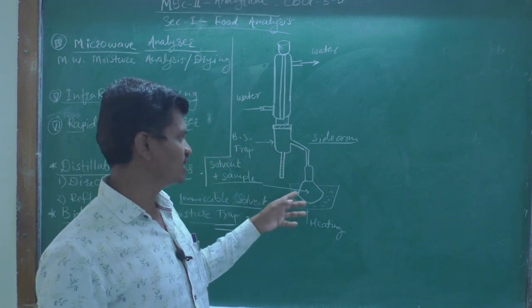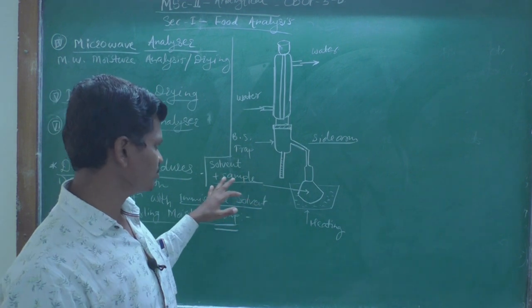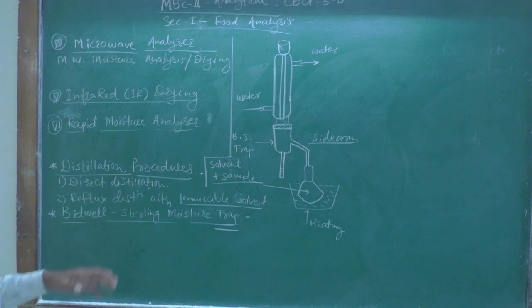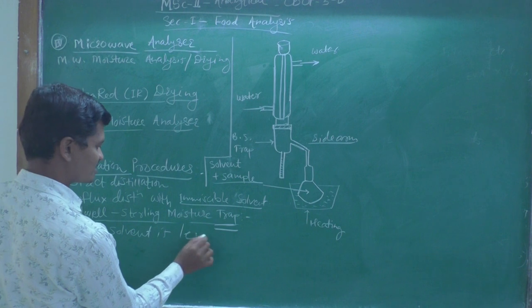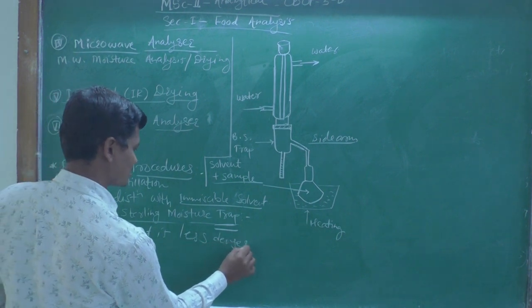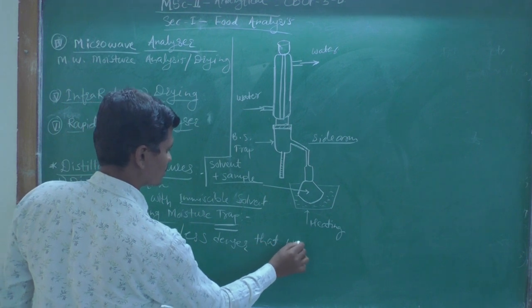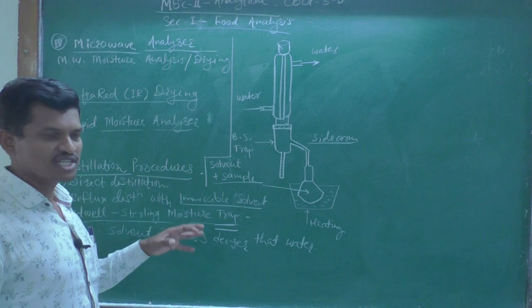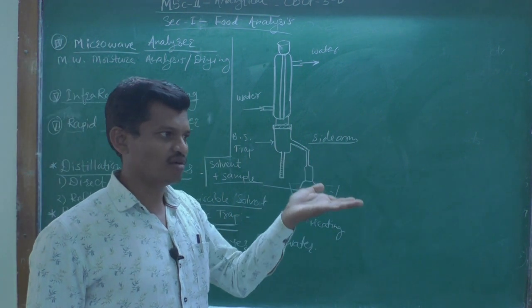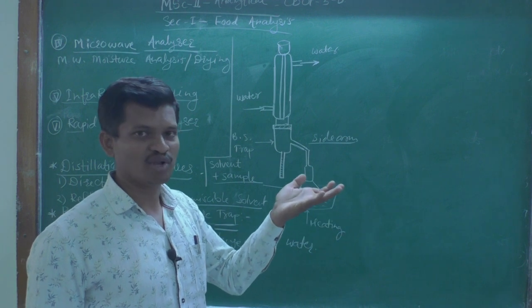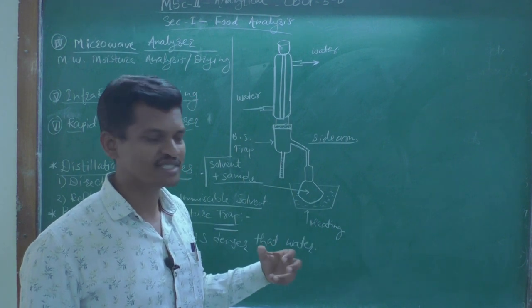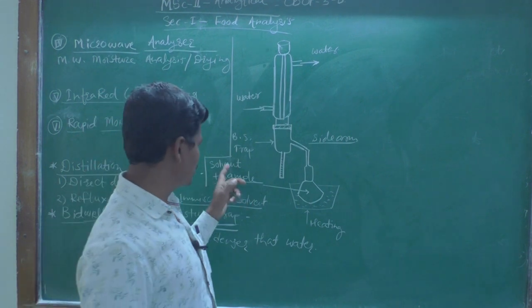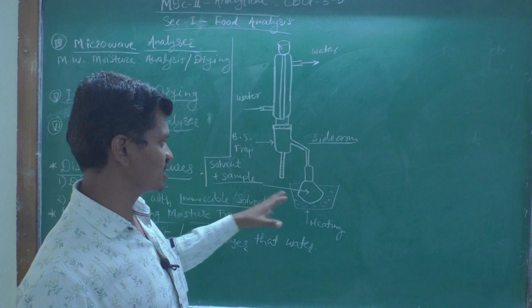Obviously the solvent used here is immiscible with the sample. The Bidwell Sterling moisture trap gives the best results when the solvent is less dense than water. When the solvent is less dense than water, automatically it will occupy the top layer in the mixture, and water, as it has high density, will form the bottom layer. So this is a mixture of solvent and sample taken in this flask.